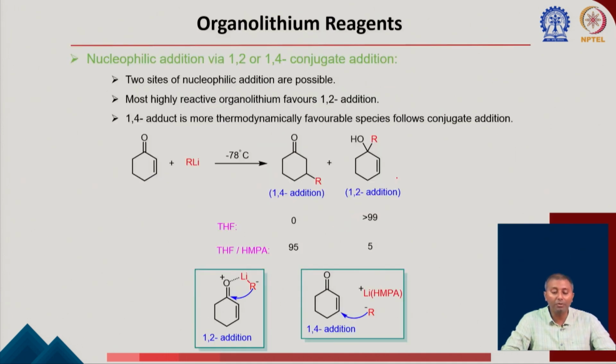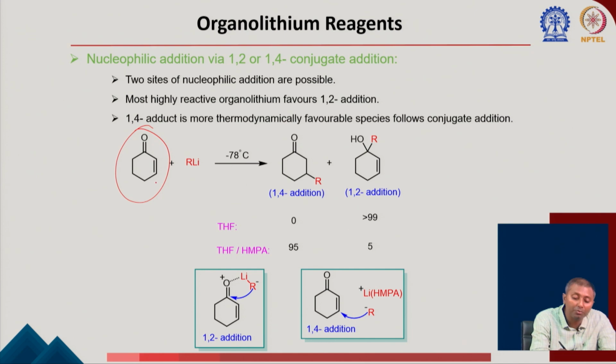So the first thing is, if you have an organolithium and an enone system here, the question comes whether it is going to go for a 1,2 addition or a 1,4 addition. Let us number them 1, 2, 3, 4. A 1,2 addition means the nucleophile can come and add here to give this product, or it can go for a 1,4, that means the RLi is going to attack from this side to form this product.